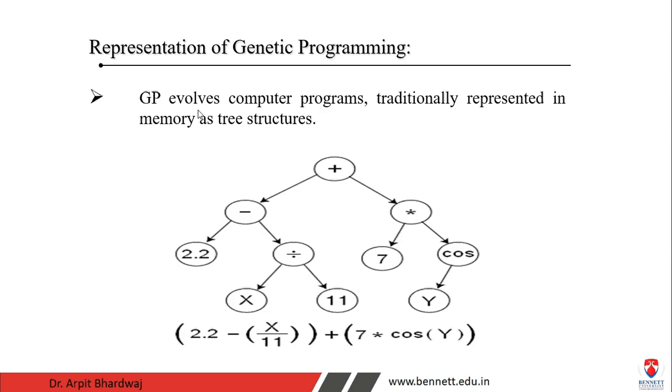In memory, genetic programming programs are represented as tree structures, where the internal nodes are the arithmetic operators such as plus, minus, into, divide, and the terminal or leaf nodes are feature variables or randomly generated constants. This is an example of a mathematical expression written in the form of a GP tree.